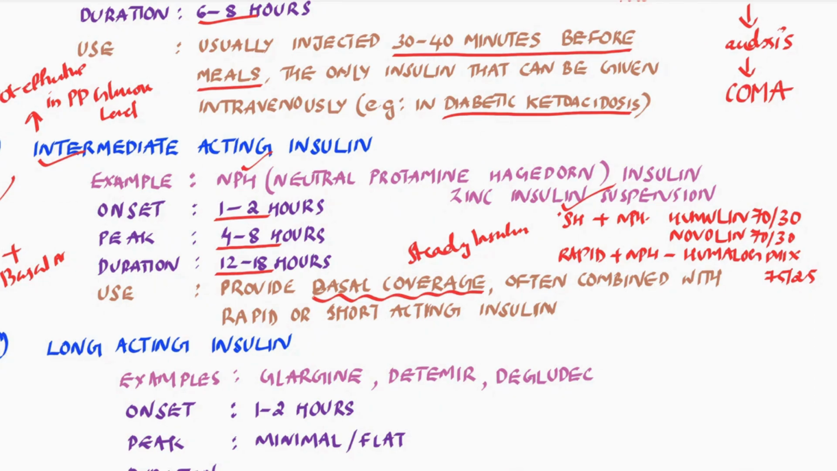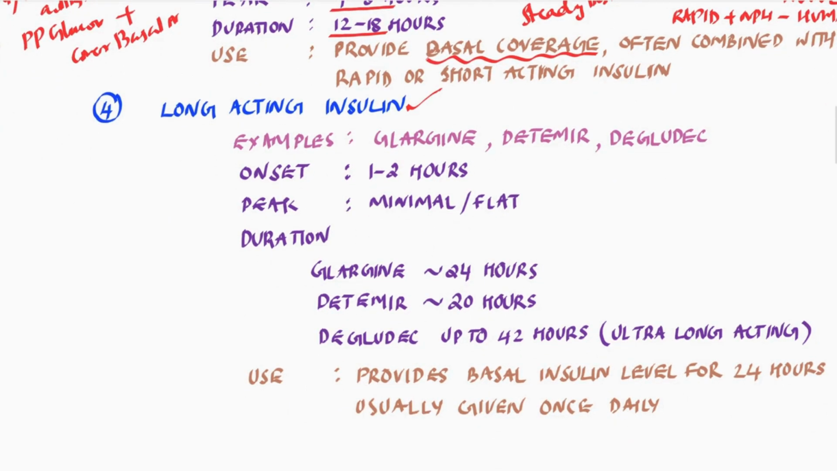And the fourth type is the long acting insulin. The examples are Glargine, Detemir, and Degludec. So the onset of action is 1 to 2 hours, similar to intermediate acting insulin. The peak is, it does not have any peak. Its effect is flat throughout its duration of action. So it does not have a peak effect, which would suggest a greater glucose lowering effect at a particular time. Nothing like that with the long acting insulin.